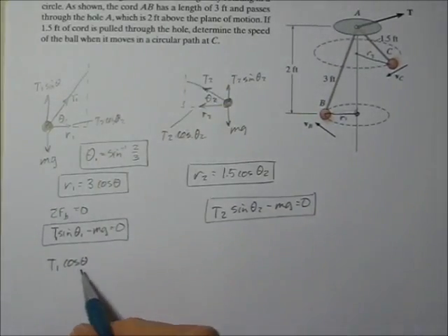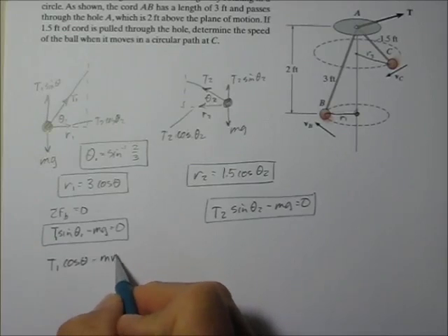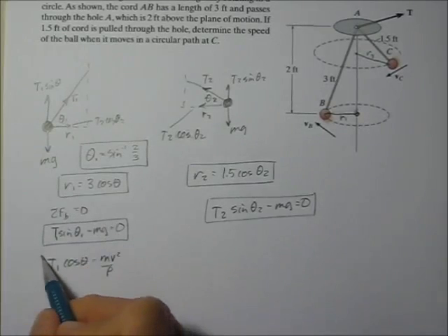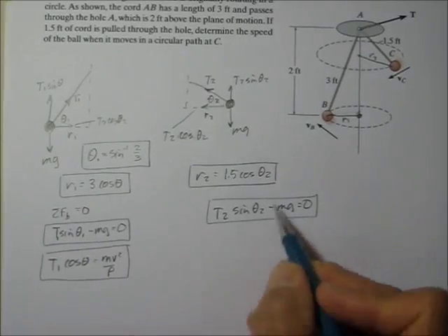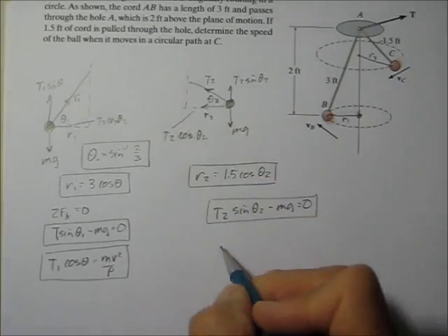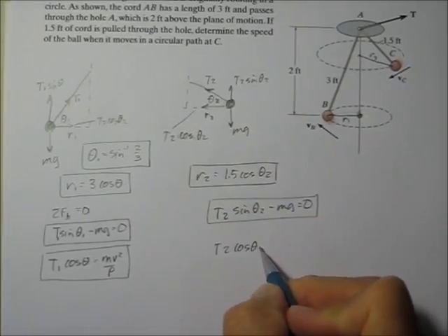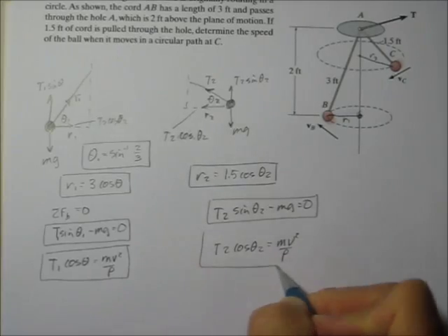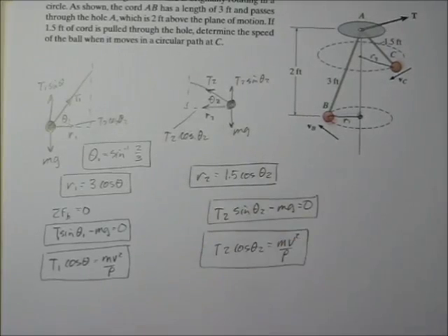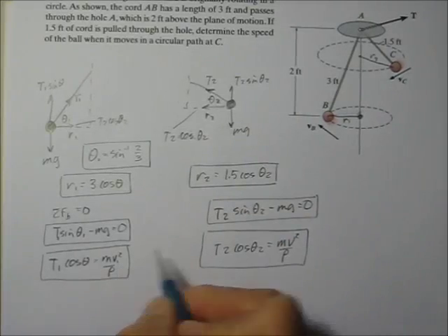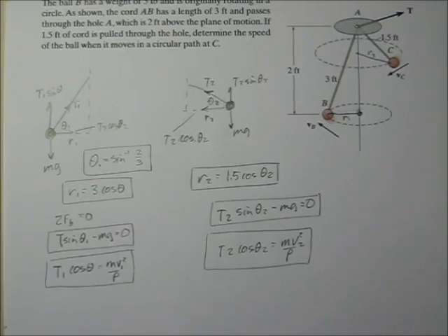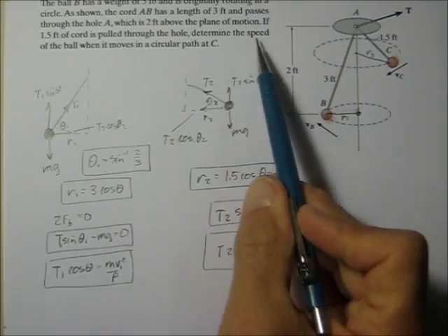Alright, so T1 cosine of theta 1 is going to be equal to mv squared over rho. And my rho is my R1, so that gives me another equation. And over here, I get the same thing. Got that cosine component. T2 cosine of theta 2 is equal to mv squared over its new rho, and that rho on the bottom is going to be equal to R2. V here is going to be V1 and V2. Those are my two conditions. So I think I've got close to enough equations to solve for my unknown, which is basically to determine the speed.